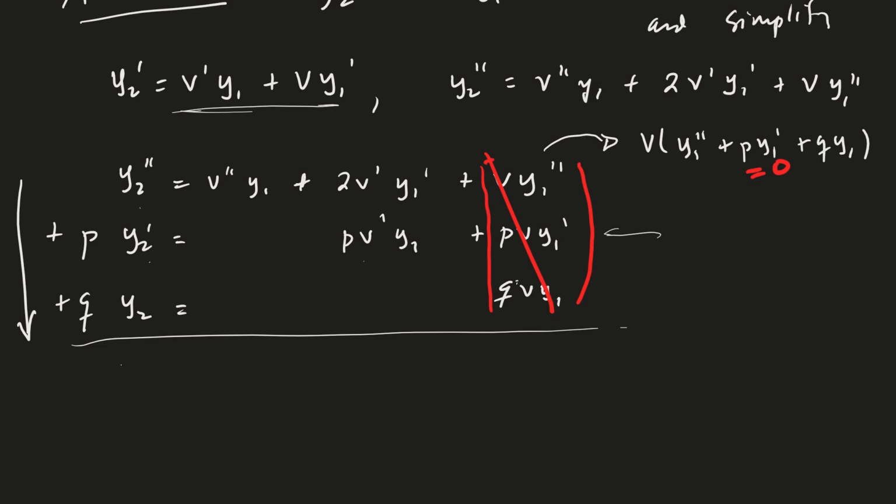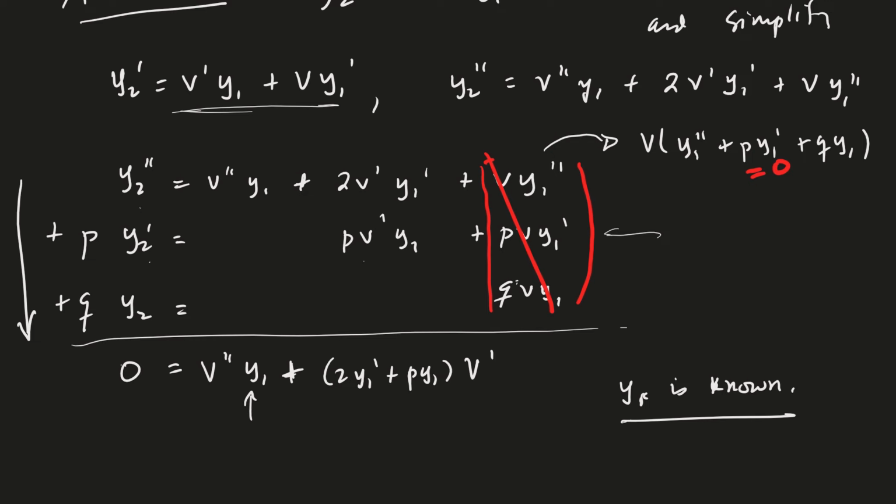And so what you're left with is, we want the left hand side to be 0, and what we're left with is v double prime y1 plus 2y1 prime plus p y1 times v prime. Now notice that y1 is known. Therefore, this is a known function of t. This is a known function of t. Right?